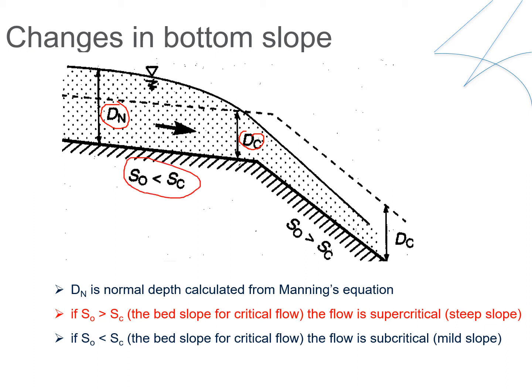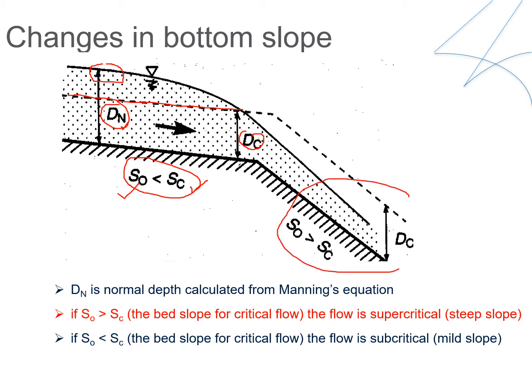If the slope S0 that we calculate from Manning's equation is smaller than the slope that we calculate using the depth for critical flow, then this is called subcritical. You can see here this is the critical depth, and the flow depth is more than the critical depth. The normal depth is more than the critical depth. That's why it is subcritical flow, and the corresponding slope is also a subcritical slope.